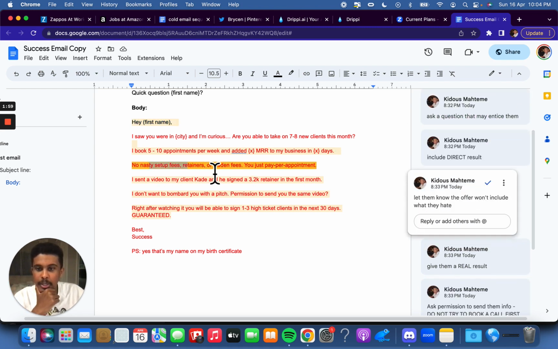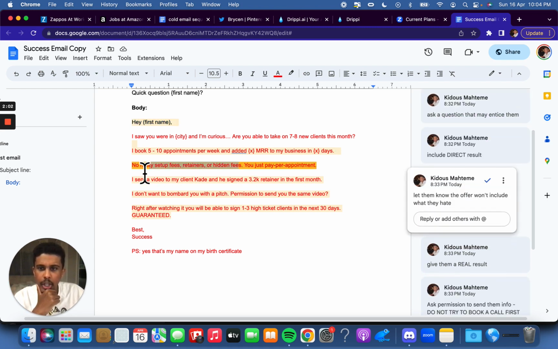And then you explain to them in the third line, right? No nasty setup fees, retainers, or hidden fees. You just pay per appointment, okay? And then you give them a line where all the other offers are the same, and you tell them what your offer doesn't include that they hate, right? Obviously everyone hates retainers, right? So like, hey, I have this offer, no retainer, by the way. They're going to be like, oh, no retainer, let's do it. So let them know the offer and include what they hate, okay?